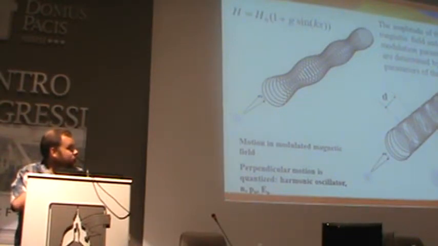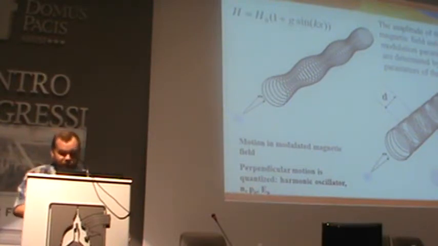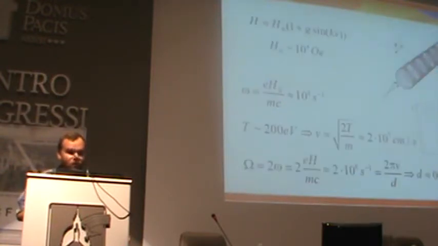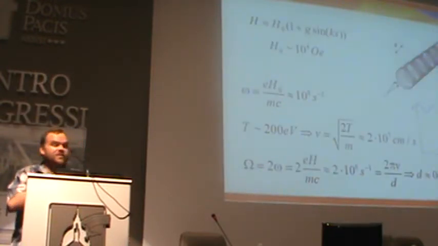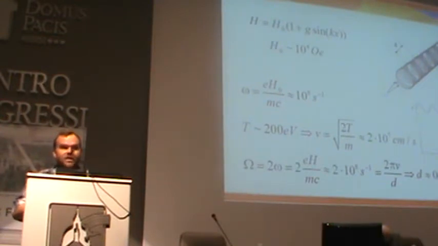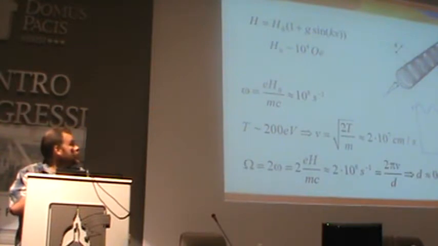We have longitudinal motion, we have perpendicular motion. This perpendicular motion is quantized, and we have an oscillator in the perpendicular direction. We have quantized states with some wave function, with some momentum and some energy. We have modulation of the field. For this modulation of field, let's take the same field as in the case of standard magnets, for example 10 to the power 4 gauss. If we know this field, we can calculate the frequency, 10 to the power 8 seconds to the minus 1.